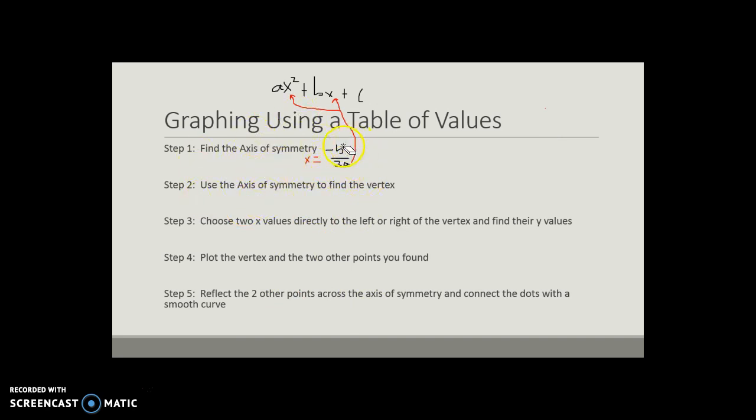So we're going to find this value, plug it into our quadratic equation to get the y, because we need to make a table of values. And we're going to choose two values directly to the left or right. I try to avoid negative, or at least I tell students to avoid negative numbers. If you can use 0, if it's directly to the right or left, that's usually a good one to use. Then we're going to plot those 3 points, the vertex and the 2 points we find, and then we're going to reflect those across the axis of symmetry.